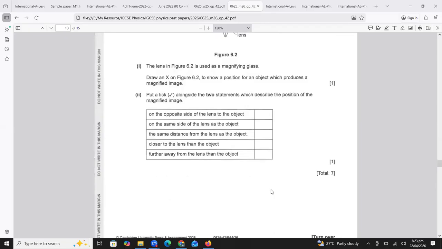All right. Now you can see in the next part, part ii: put a tick alongside the two statements which describe the position of the magnified image. So we have to discuss the characteristics of the magnified image.